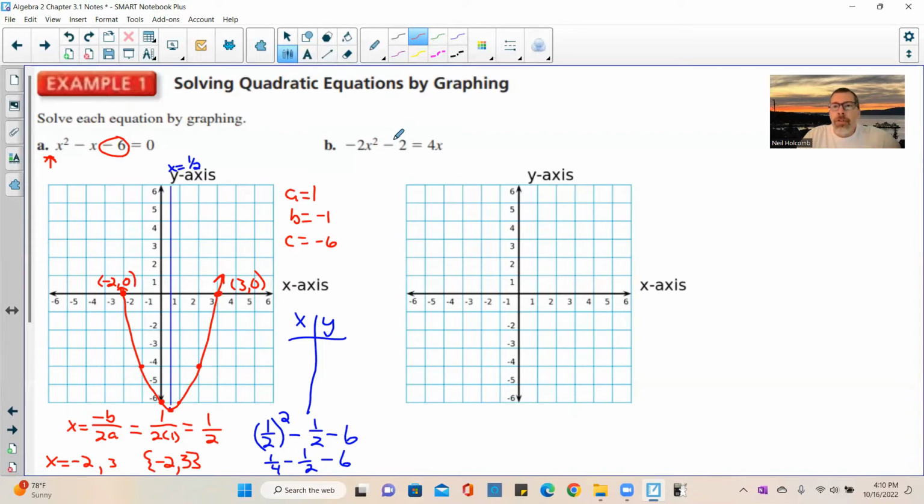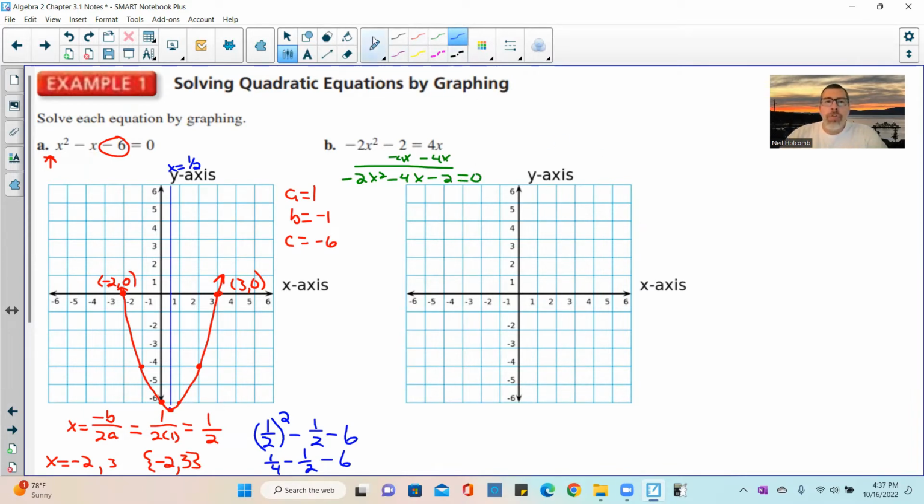Okay, hold the phone. Okay, B. Be careful with this. When you're solving a quadratic equation, it's got to equal 0. So I need to subtract 4x from both sides. And when you do that, you're going to get negative 2x squared minus 4x minus 2 equals 0. So we have to have it equal to 0 before we do anything.